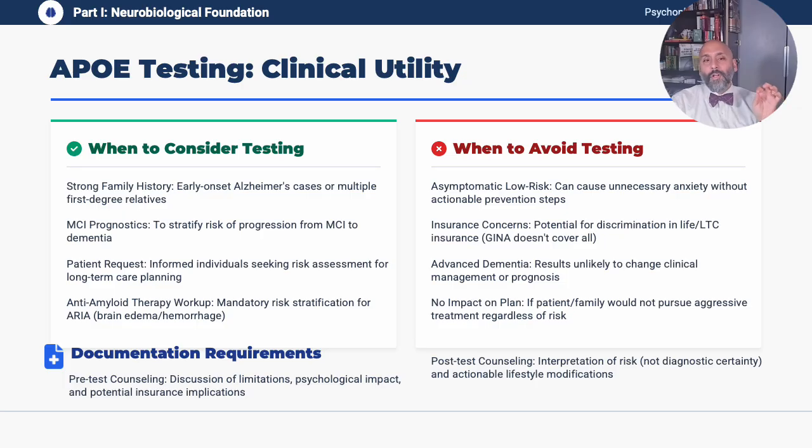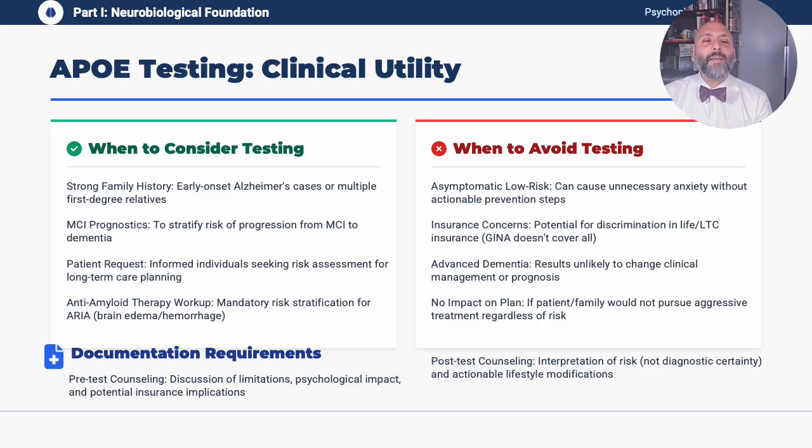So before ordering this, please ask, will this change medication treatment? Will this change monitoring? Is this going to change planning? And can the patient emotionally and practically handle the result? If the answer is no to any of those, then probably testing is not indicated.